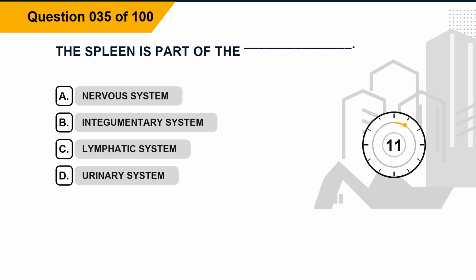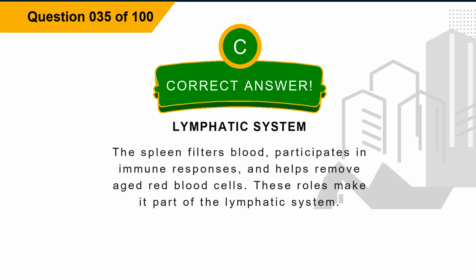Question 35. The spleen is part of the blank. Option A, nervous system. Option B, integumentary system. Option C, lymphatic system. Option D, urinary system. The correct answer is option C, lymphatic system.